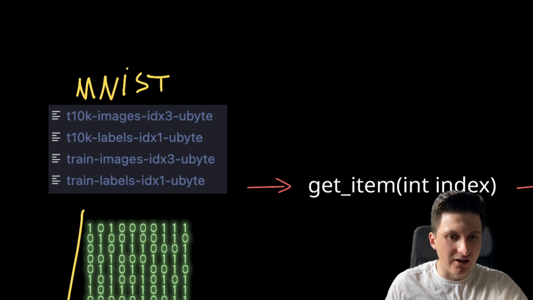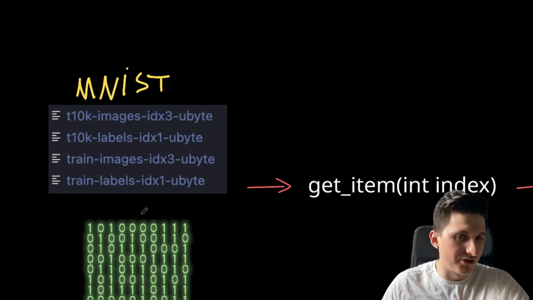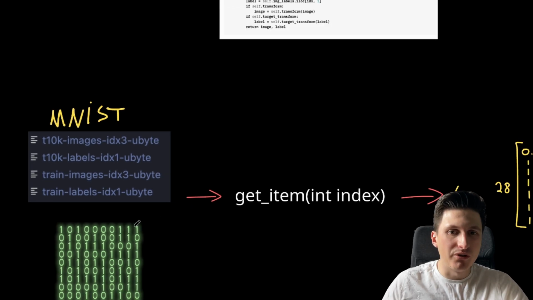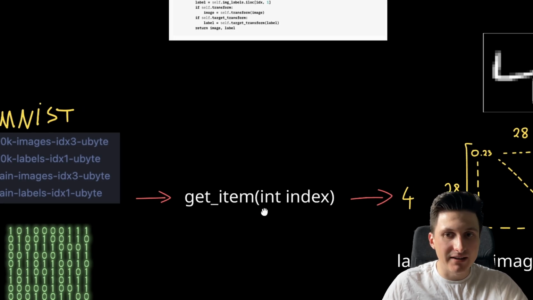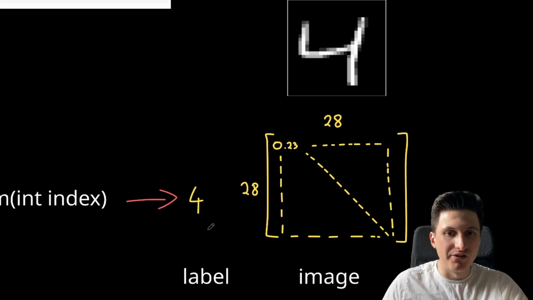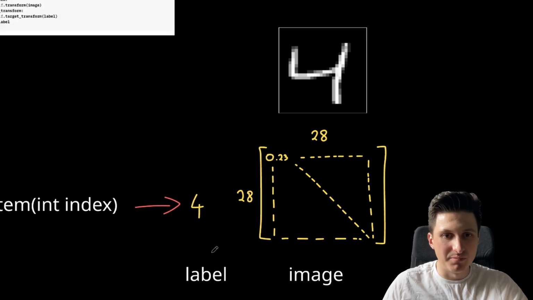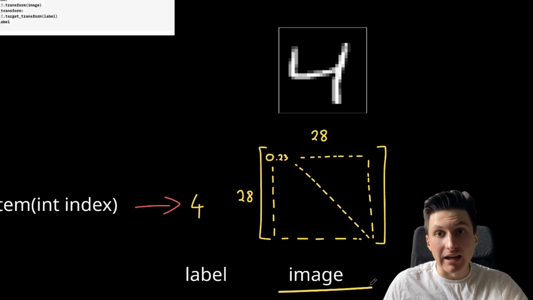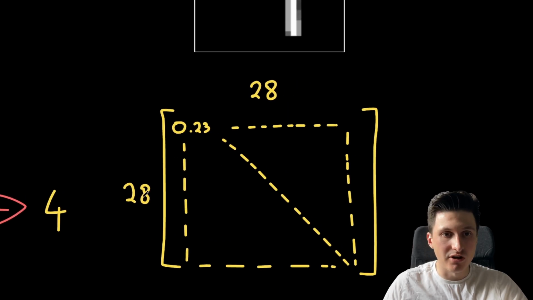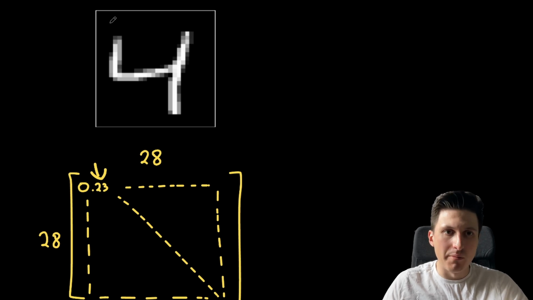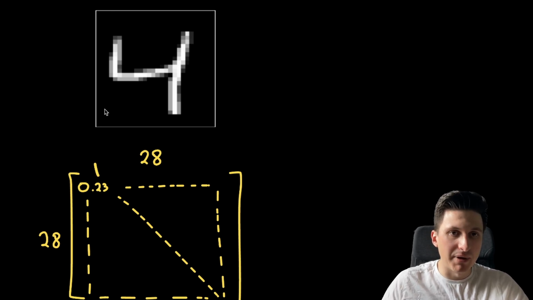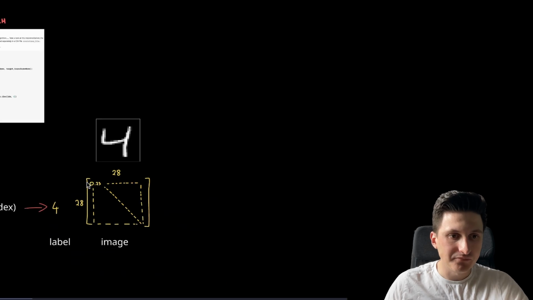So as I said, these are just stored in binary. And what we want to do is be able to call getItem with an index, and then actually get returned an integer in C++ with the label, and a 2D tensor with our own tensor class, which represents an image, which in our code will be a 28 by 28 tensor with floating point numbers representing how dark a pixel is at a certain location.